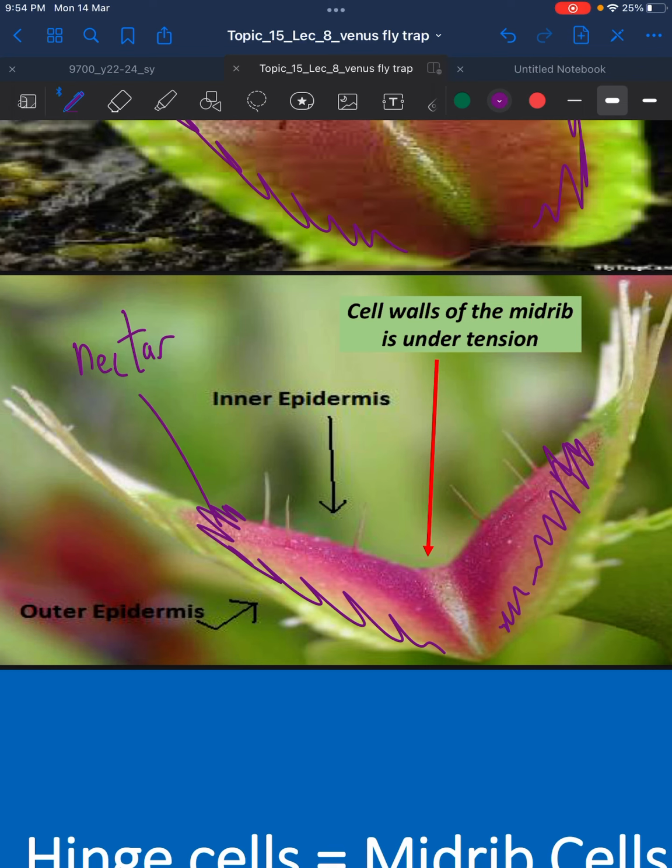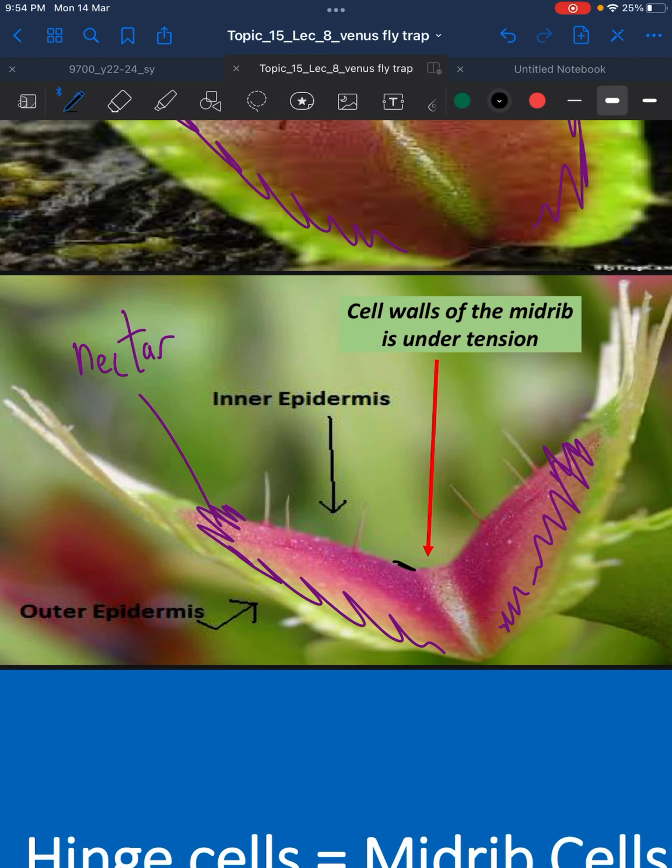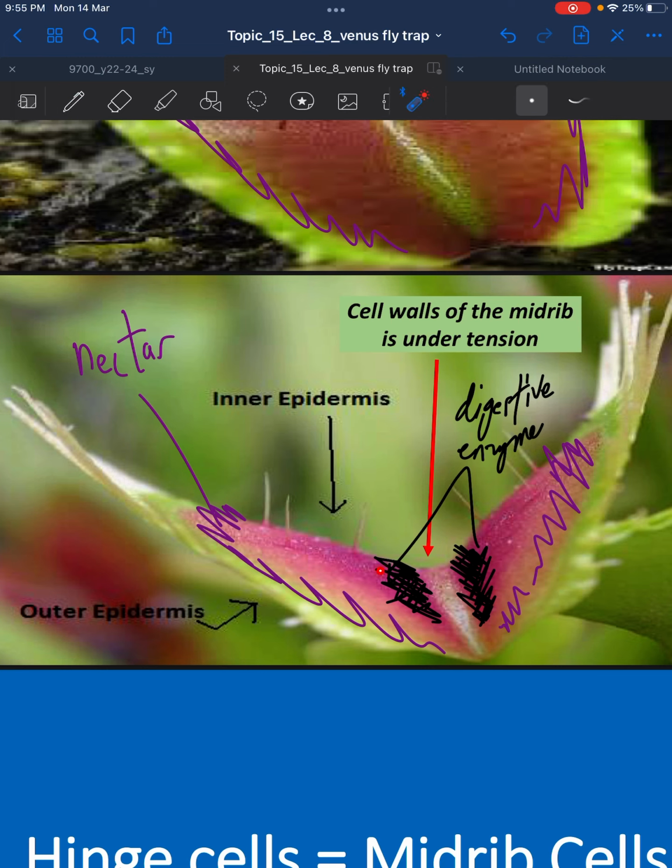Now I'll use a black color. This is where the digestive enzymes are released, in this area here. Meaning when the insect is trapped in this region, the enzymes will be released by exocytosis.